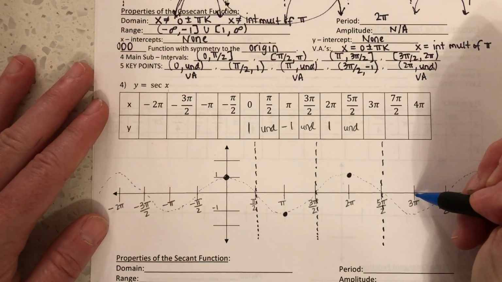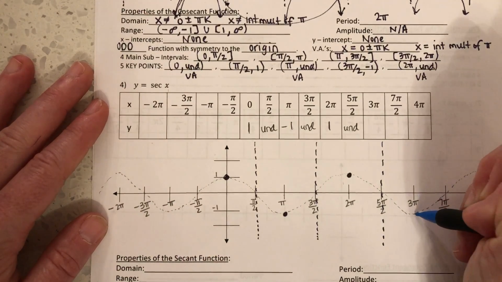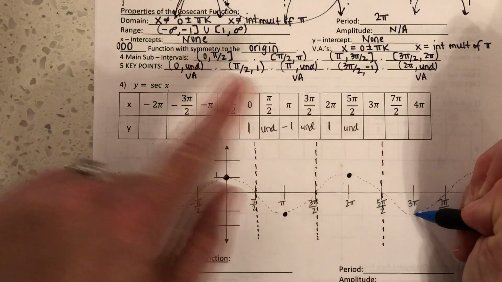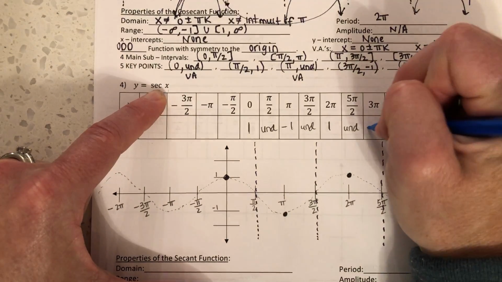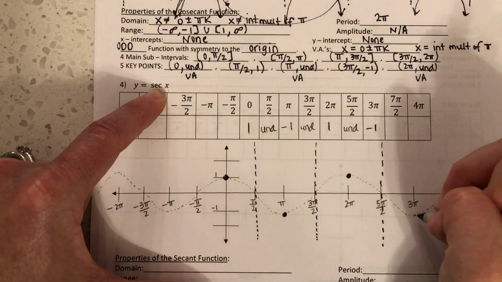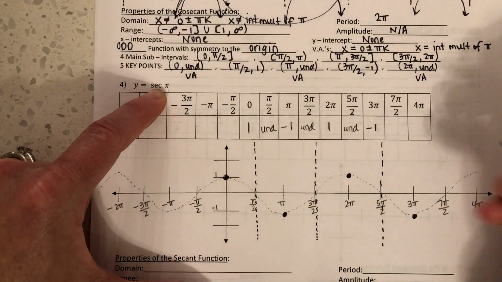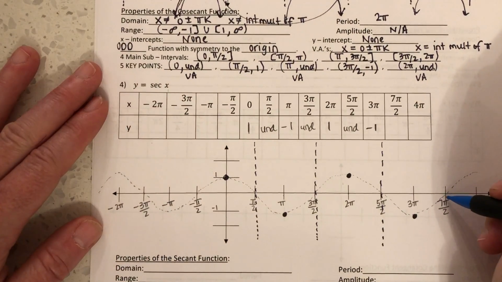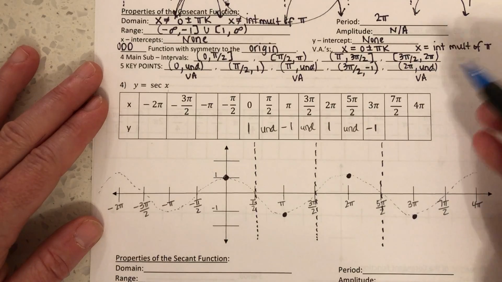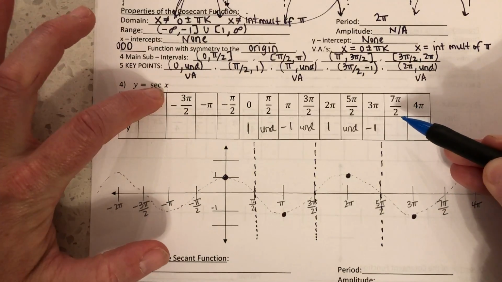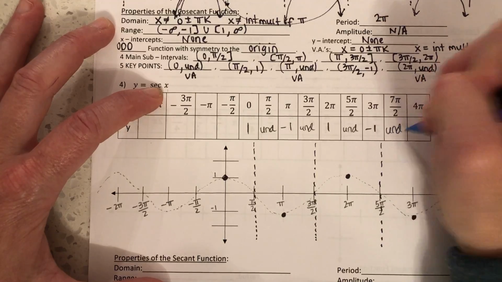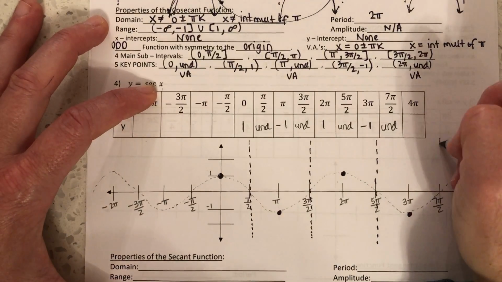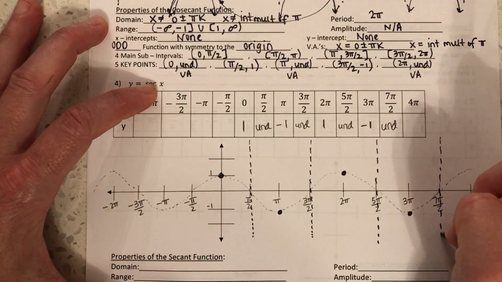Okay, when 3 pi went into cosine, -1 came out. So when 3 pi goes into secant, the reciprocal of -1 comes out, which is -1. So that'll be a point that lives on both their graphs. All right, when 7 pi over 2 went into cosine, 0 came out. So when 7 pi over 2 goes into secant, the reciprocal of 0 comes out, which is undefined. So that'll be another VA on the secant function's graph.